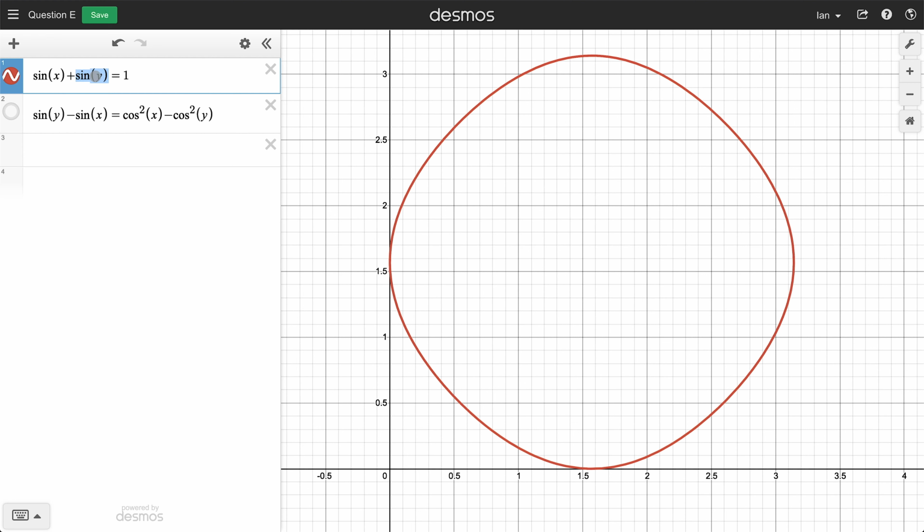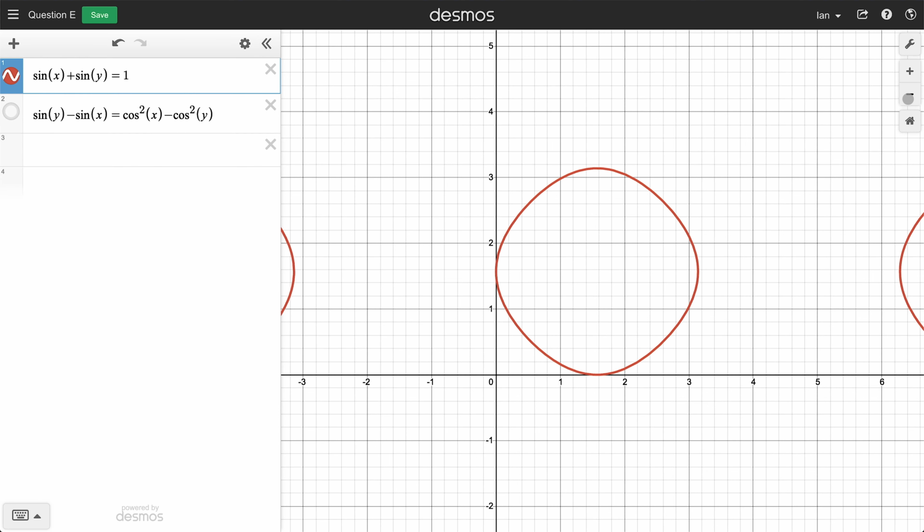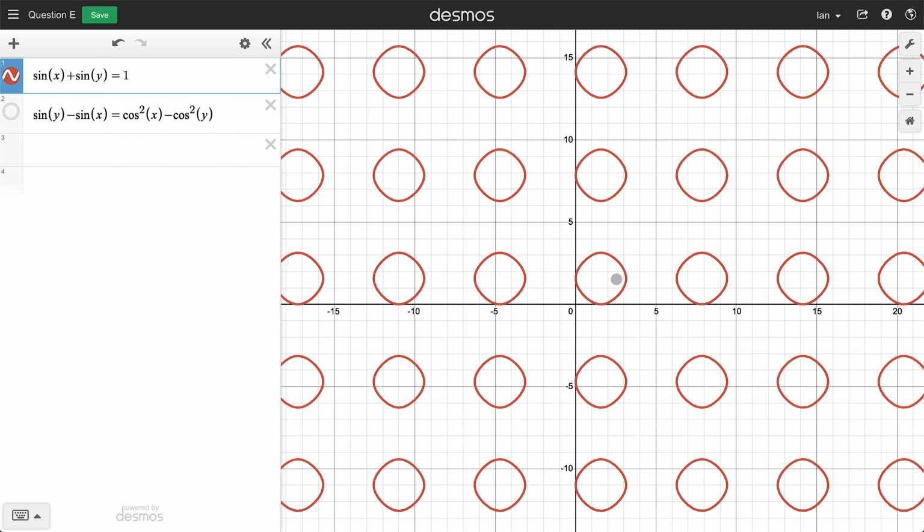But moreover, because x and y are within sine, we're going to have periodicity to consider. If you add 2 pi to x or to y, you're going to get the same solutions. So if you zoom out a bit here, we actually get an infinite set of solutions, all 2 pi away from each other. This is the contour plot, the graph of the infinite set of points which satisfy that particular equation.